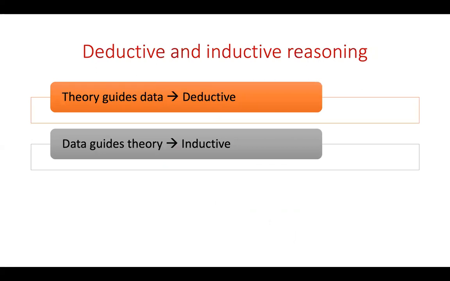These are the very commonly used terminologies in qualitative research, deductive and inductive. So if the theory guides the data, it is called deductive. It starts from general to more specific. And if the data guides theory, that means if the theory is extracted out of the data, then it is called inductive. So it starts with more specific and then comes to more general.